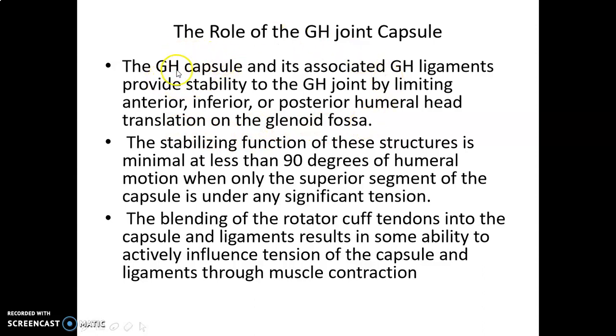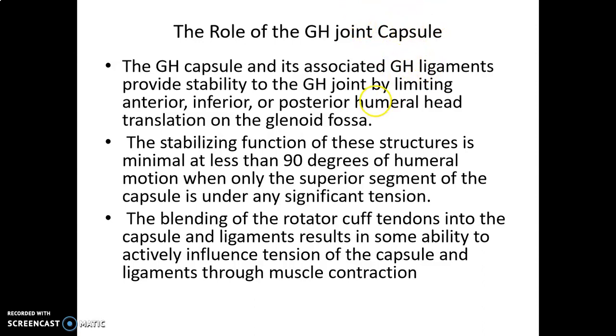So the glenohumeral capsule along with the glenohumeral ligaments provides stability to the joint by not allowing any kind of translation in the anterior, posterior and inferior directions. That means superior direction movement is allowed freely, but a strong and healthy glenohumeral capsule will not allow any kind of anterior, posterior or inferior translation of the humeral head on the glenoid fossa.